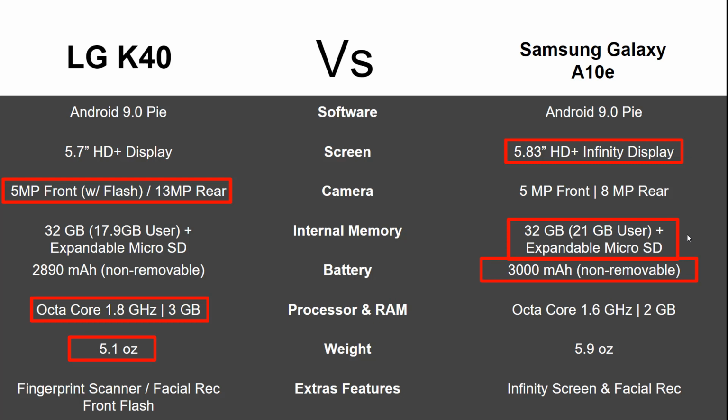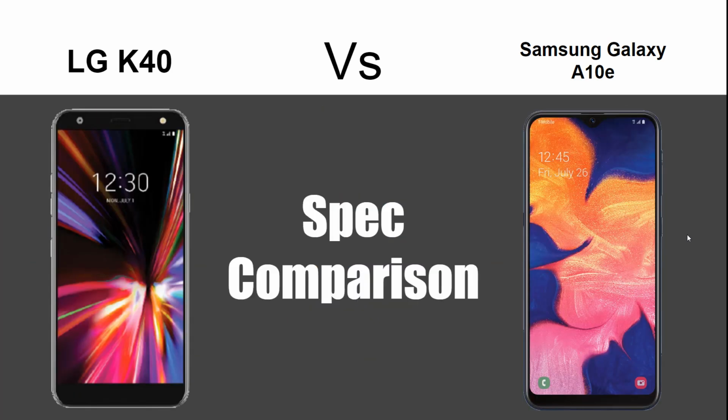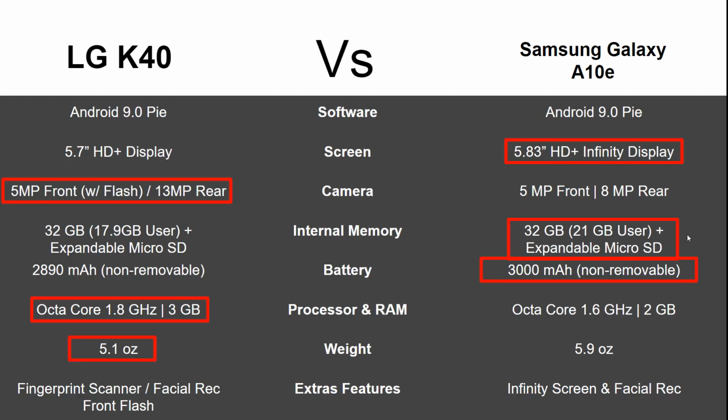So this has been our side-by-side comparison of the specs on the LG K40 and the A10e. The question now for you is, what is more important? Is it a slightly better rear camera, faster processor, more RAM, and a lighter phone with a fingerprint scanner? Or is it that beautiful infinity display on the A10e with 4 more gigs of internal storage and a slightly larger battery? That's the debate.